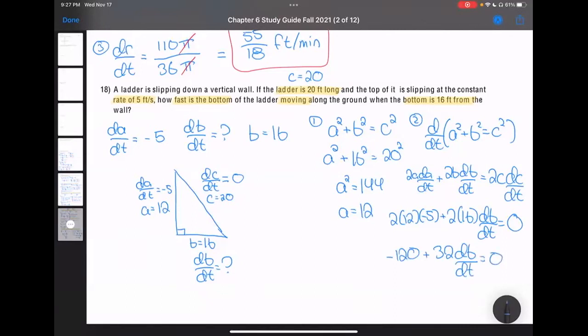And now we just isolate for dB dt. So first I'm going to add 120 to both sides. And then divide by 32, which gives me 120 divided by 32 gives me 3.75, or 15/4 feet per second.